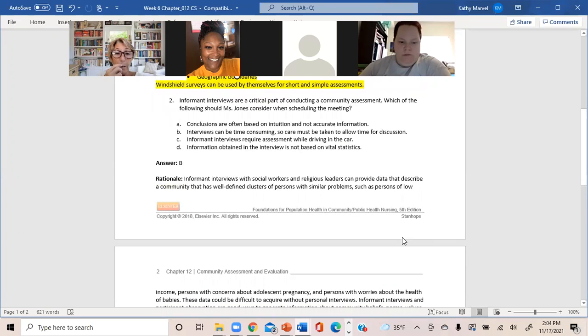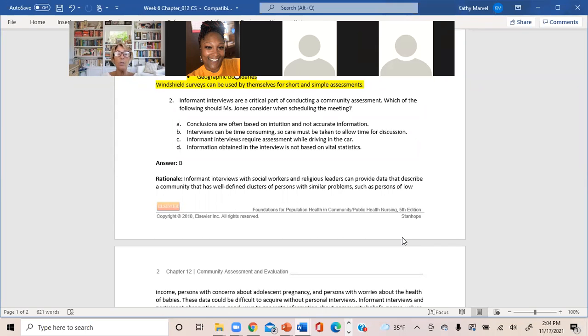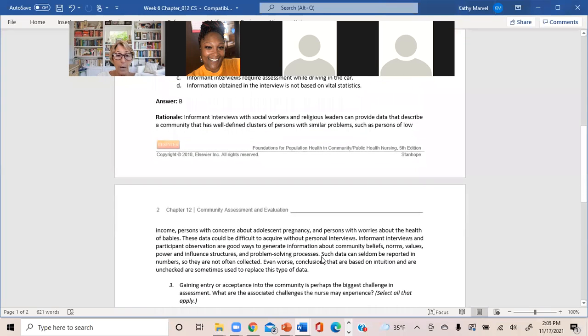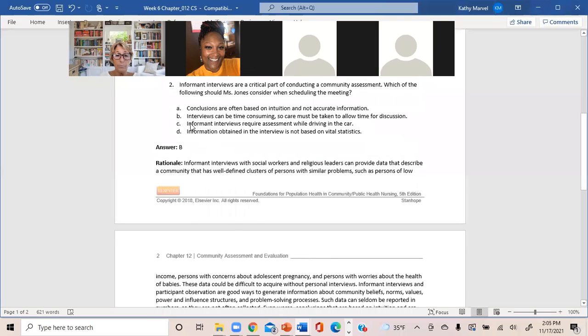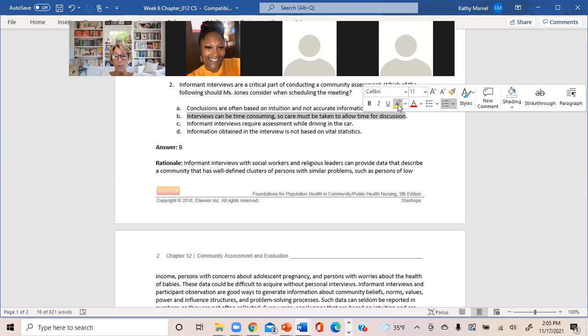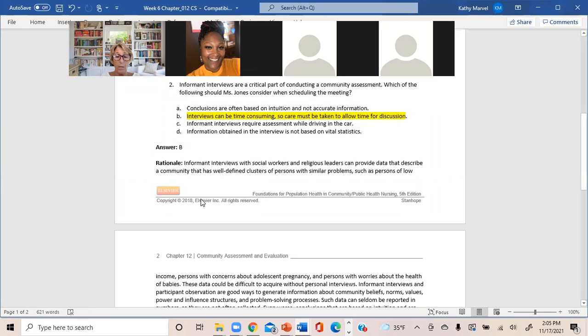Then informant interviews are a critical part of conducting a community assessment, right? Which of the following should she consider when scheduling a meeting? Okay, so these are personal interviews with people. Okay, so I'm going to read the rationale. We know the answer is B. Interviews can be time consuming, so care must be taken to allow time for discussion. Let's read the rationale first.